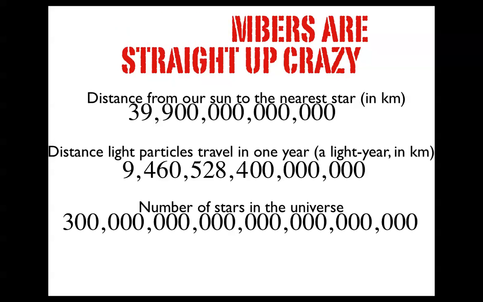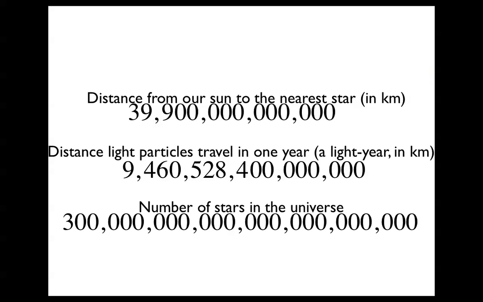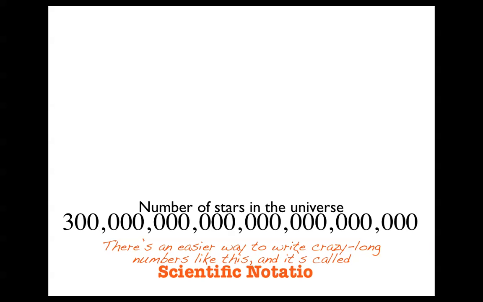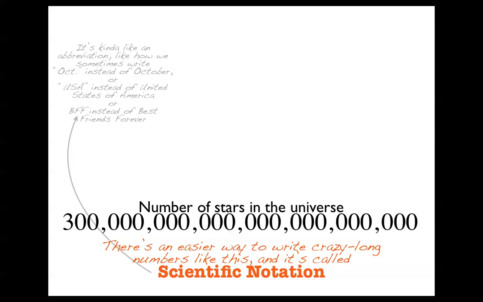Okay, so in order to take these crazy large numbers and make them a little bit easier to work with, what we do is we use what's called scientific notation. And it's a way to shorten long numbers, okay? And it's kind of like when we abbreviate things. Scientific notation is an abbreviation of a really long number into a shortened form, like writing Mr. period instead of Mr.